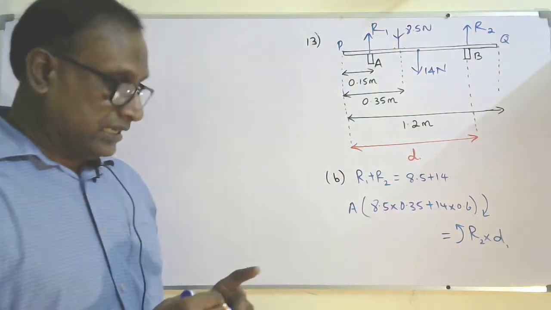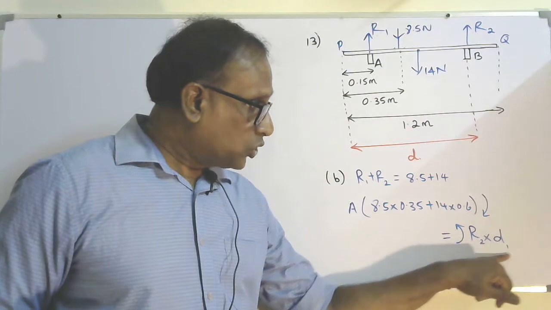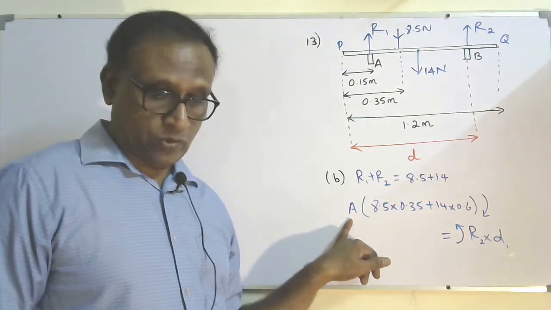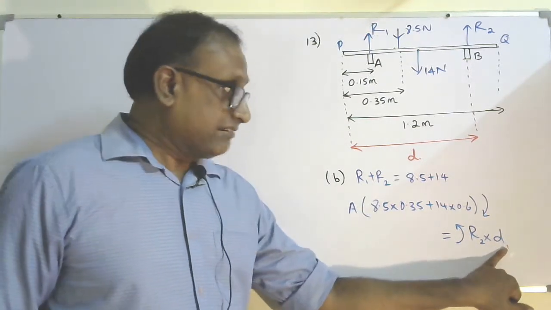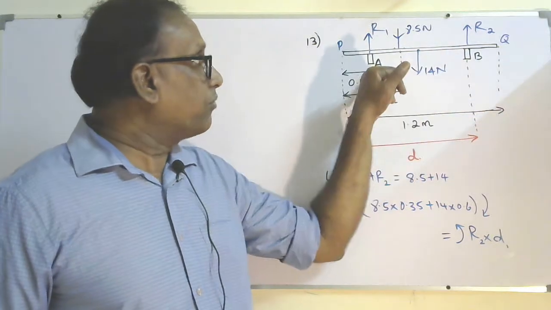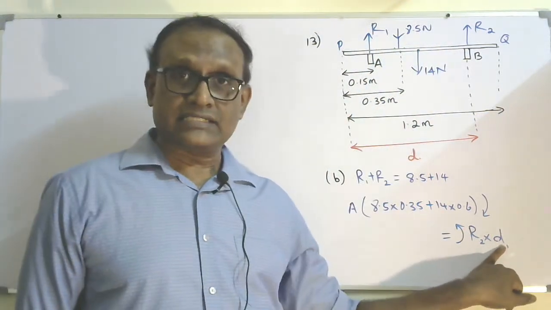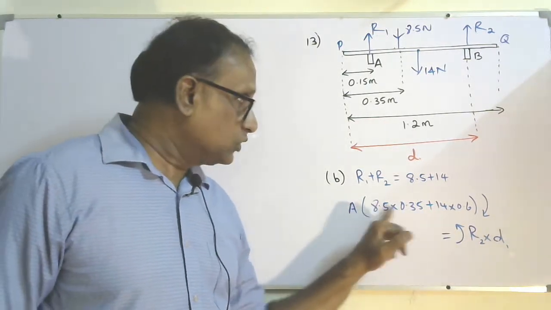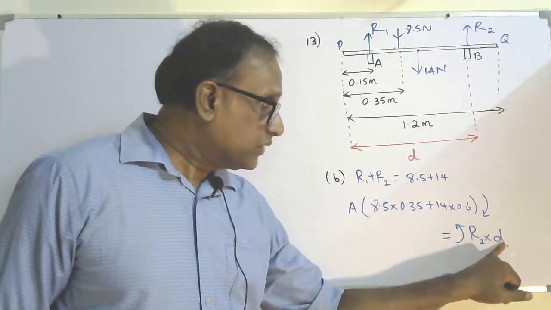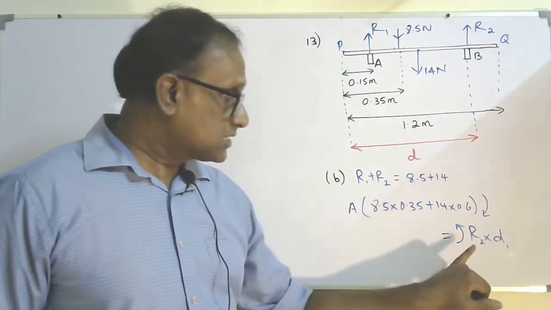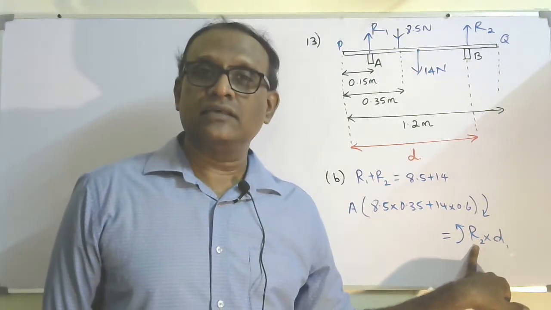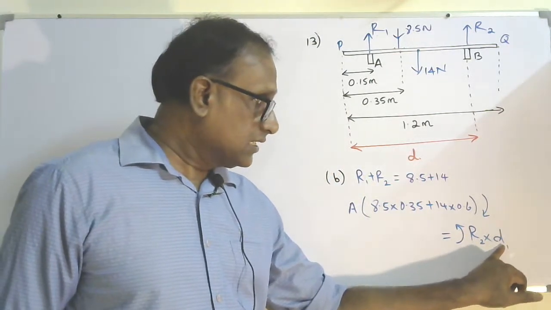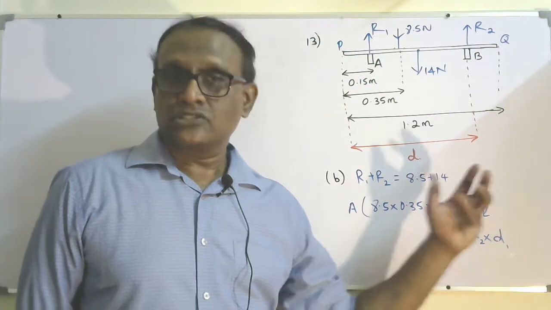So now what's happening? Total clockwise moment should be equal to total anti-clockwise moment because the shelf is at rest. I am considering the moment about point A. When D1, the distance of B from A, decreases, what will happen? The total clockwise moment will remain unchanged. There is no change in these values, but D1 is decreasing when it is moving towards A, so R2 should increase. Because this is constant, and this is decreasing, R2 should increase. So that's the answer, just 2 marks.